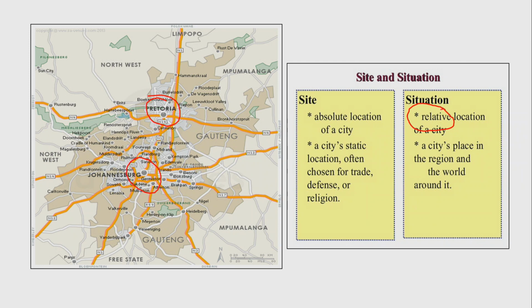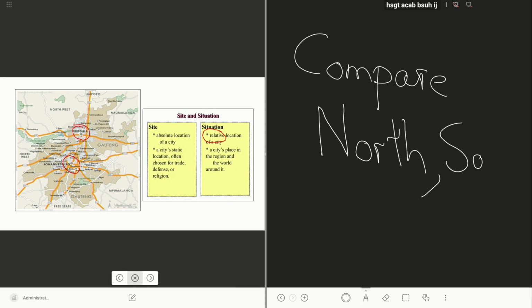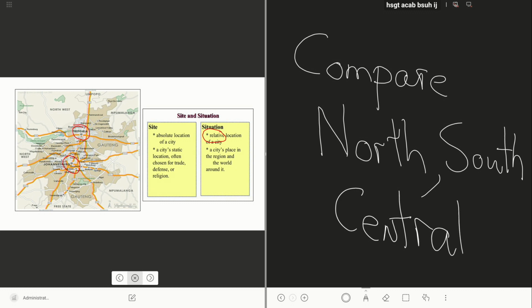So let's have a look at Johannesburg's situation. Now, we do it in two ways, two really important ways. One, we compare it to other places on the map. And we use words like north or south, central. Those are all terms which tell us about the situation of a particular area.